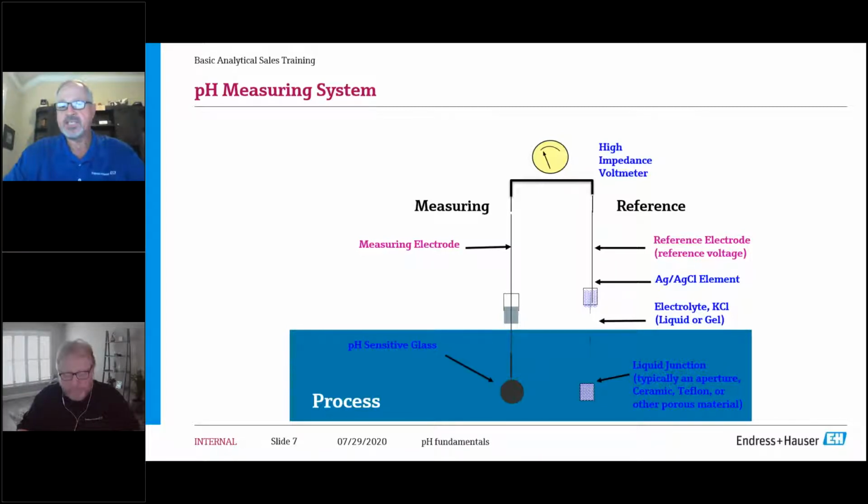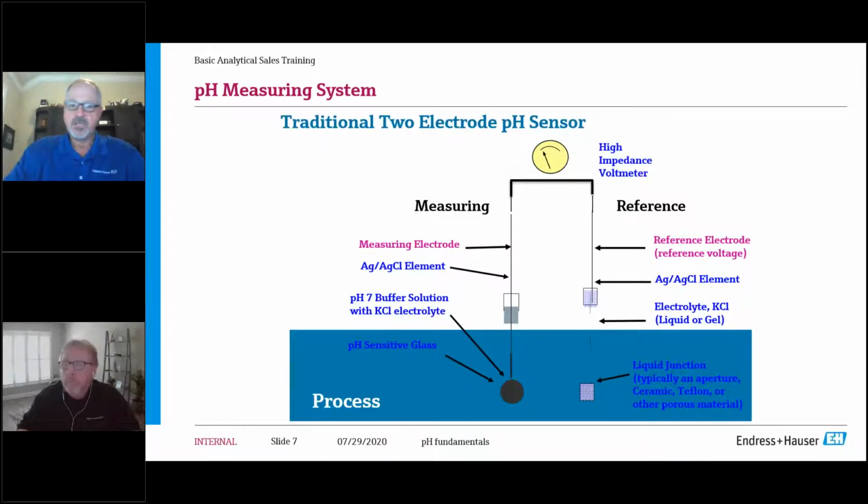So then you have a pH sensitive glass bulb that has an internal element that is buffered with a silver chloride element on the inside, and then it's buffered to a 7 pH on the inside. So it is a stable 7 pH inside that glass bulb. And so this, you have your traditional 2 electrode system.